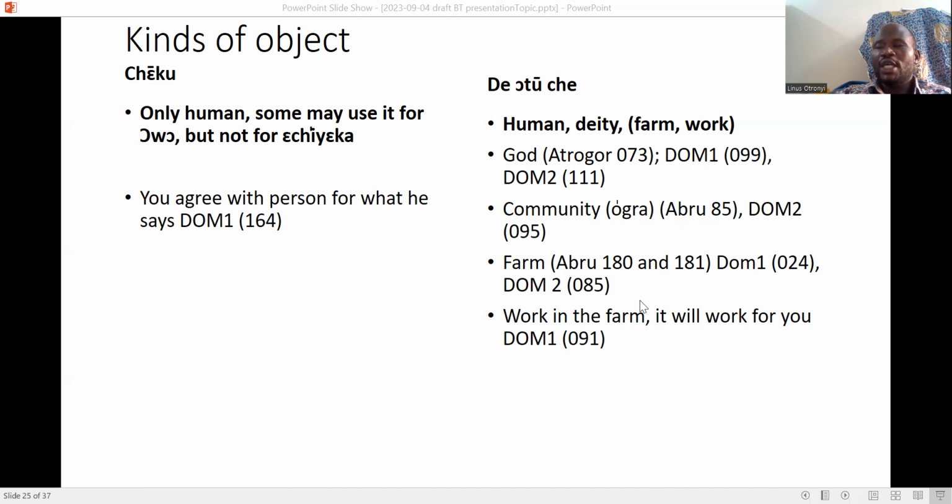But Dotuche, its object can be human, it can be deity like God, another supernatural being, it can be your farm that your heart is placed on, it can be the work your heart is placed on. But if it is placed on the farm or work, the meaning will be slightly different. It will invoke the sense of commitment to farm work or the work you are doing, and not trust.